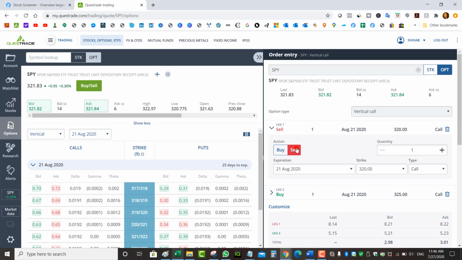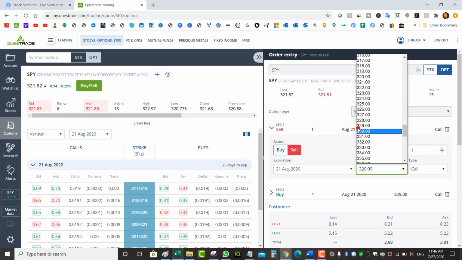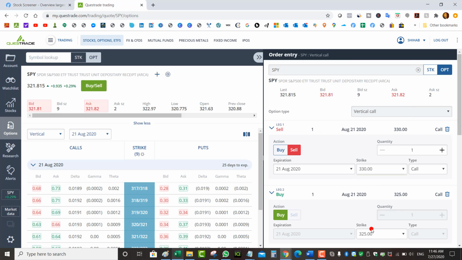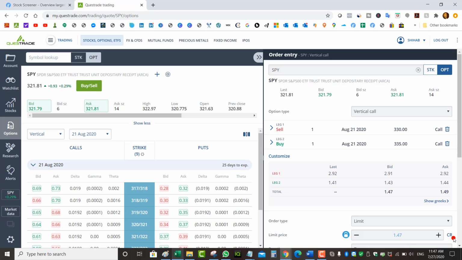So just to show you a quick comparison, if I'm selling a call spread, let's say I sell the 330 call and I buy the 335 call, this is going to be a call credit spread. And I'm getting a credit to open this trade. I'm collecting $1.50 to open the trade. That's money that comes in. How do I keep this money? As long as SPY stays below 330 come August 21st, I keep all this.